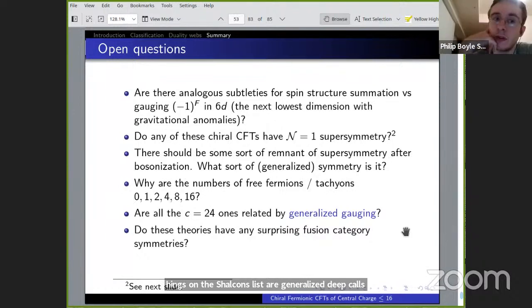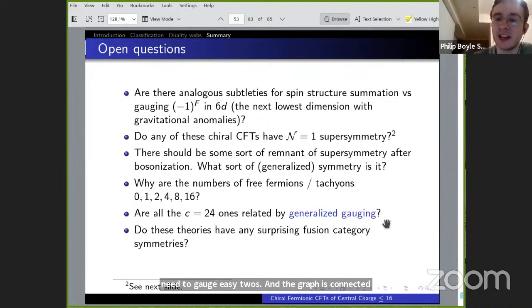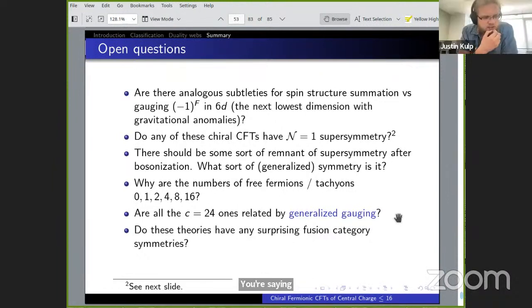So you're saying the answer to this question is you only need to gauge Z2s and the graph is connected. So they're related. You're saying that they are related by gauging just Z2s. I don't know if it's just Z2s, but again, I only know the bosonic case. So I could be confused, but maybe. Yeah, okay. Maybe I'll email or something like that.